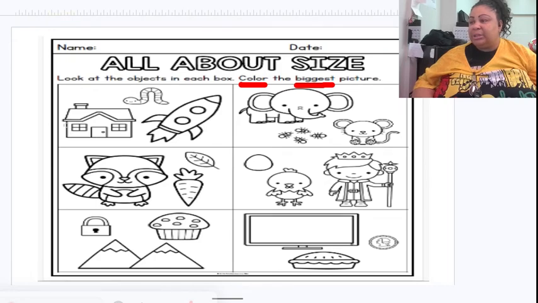Ooh, this is tricky. I think the rocket ship is bigger than the house. Ooh, maybe I'm wrong. I don't know. I think the rocket ship is bigger. What do y'all think?